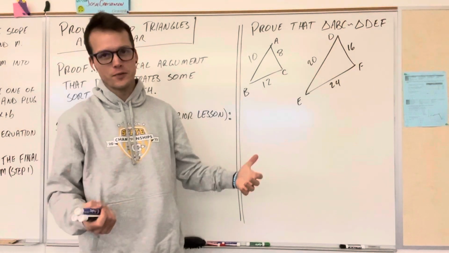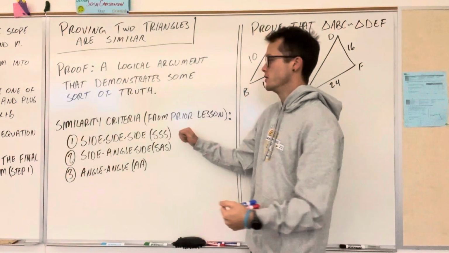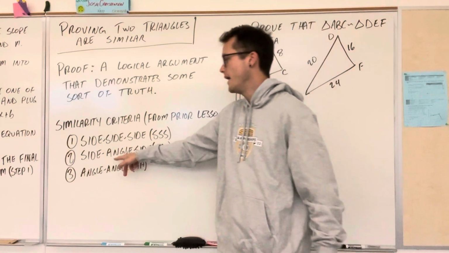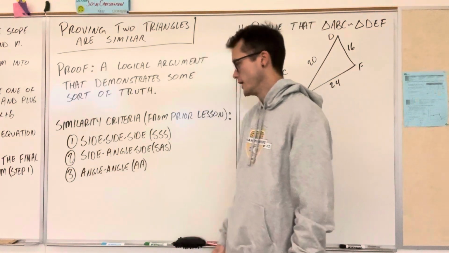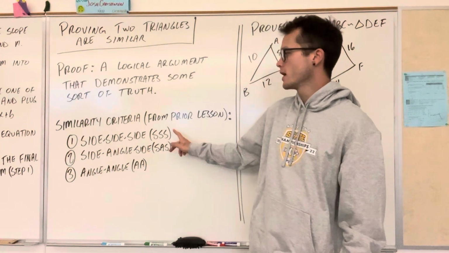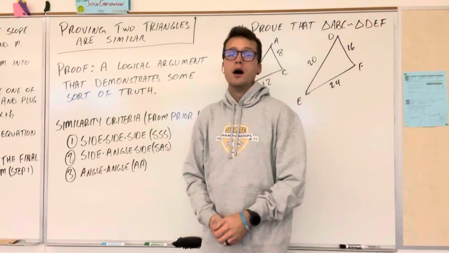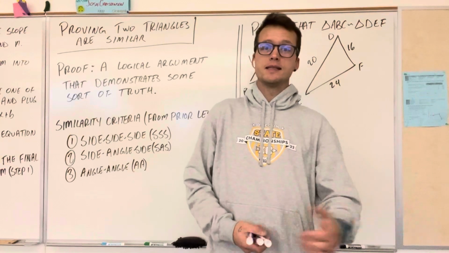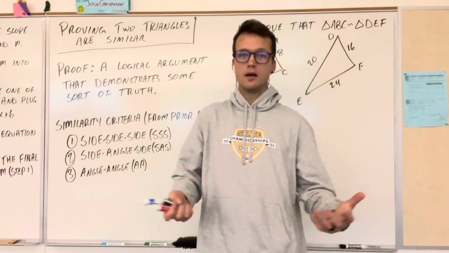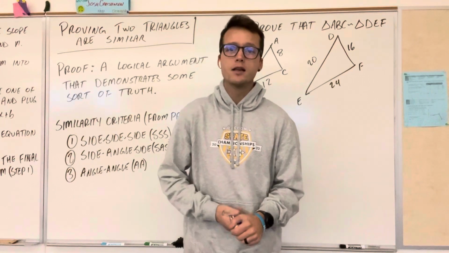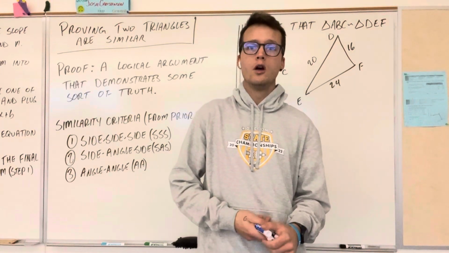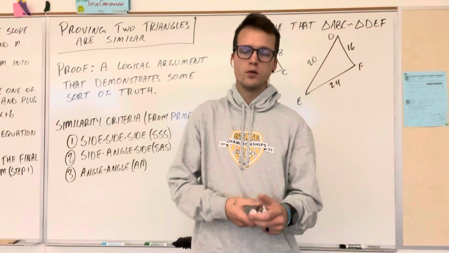So we know that we have the three sides, so we're probably gonna end up using side, side, side, right? We don't have any angles, so we can't use side, angle, side, and we still don't have angles, so we can't use angle, angle. So if anything is gonna work, it's gonna end up being side, side, side. Now let's remind ourselves, what does this side, side, side criterion need in order for us to utilize it? Well, we need to show that all three sides are proportional to one another.